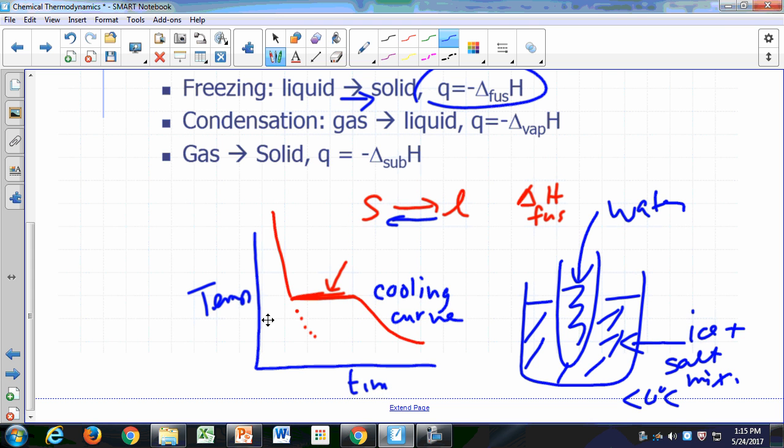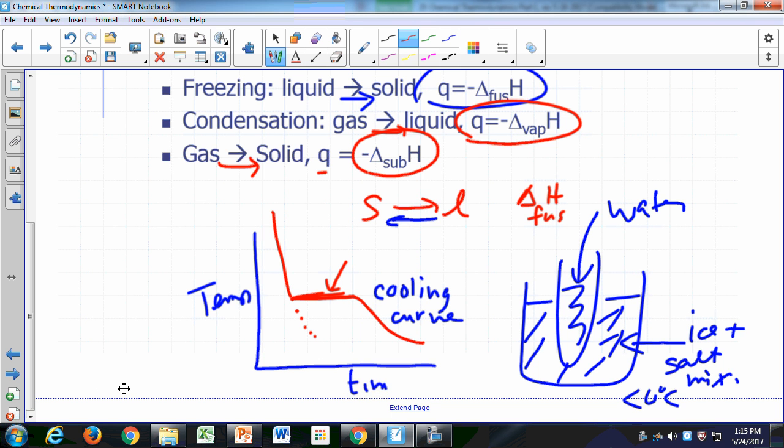Condensation, the same thing. That's the opposite of vaporization. So for the conversion of gas to liquid, the delta H is the negative of the delta H vaporization. You can't look up delta H for condensation, just look up delta H for vaporization. The negative of that number will be the delta H for condensation. Similarly, if you have a gas turning into a solid, the amount of heat involved there is just the negative of the heat of sublimation.